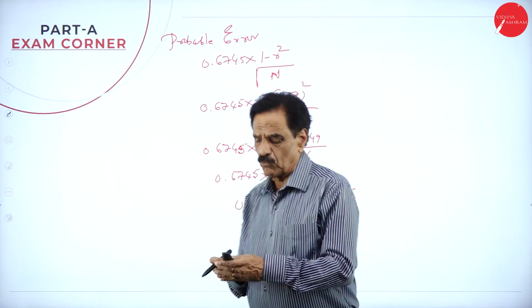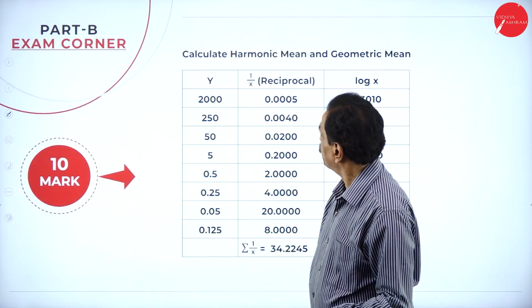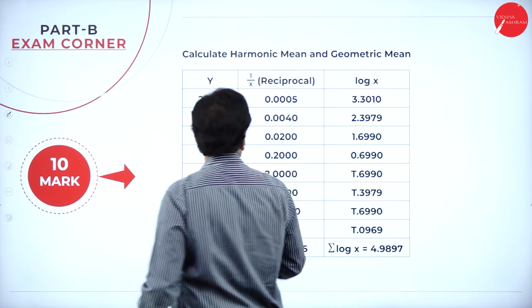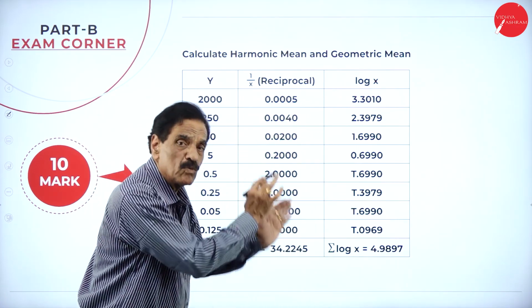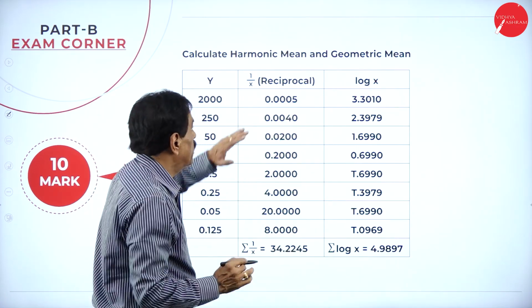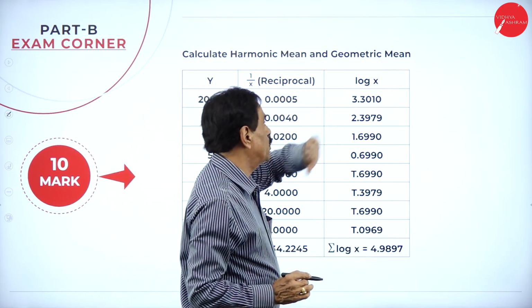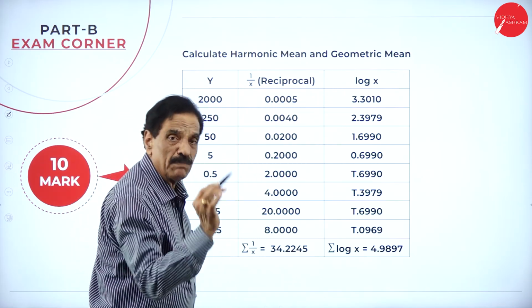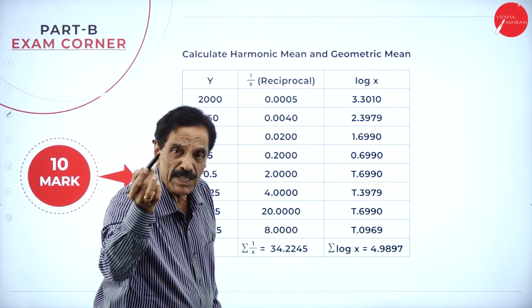So now we'll move on to the 10 marks question. Calculate harmonic mean and geometric mean. Harmonic mean is the reciprocal of the given numbers.